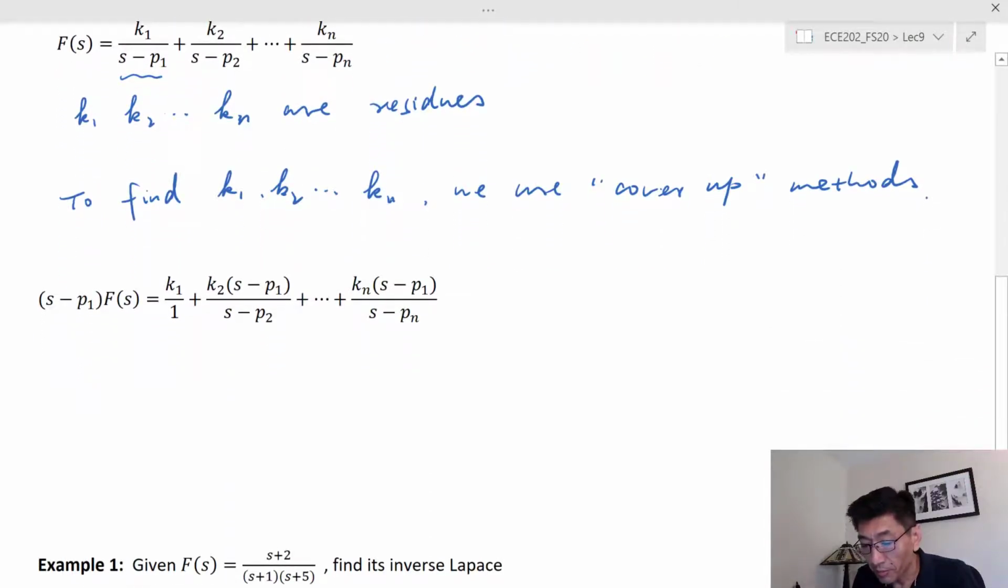So let's see, if you try to find K1, what we do is we multiply F(s) by s minus p1.